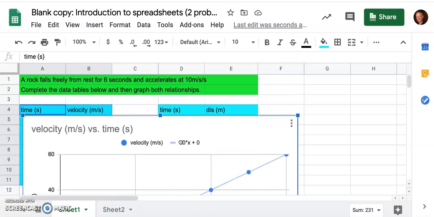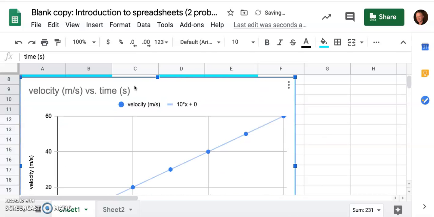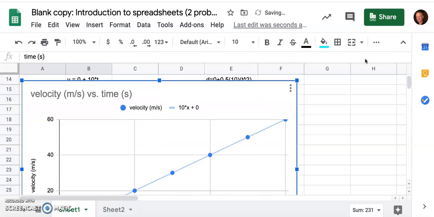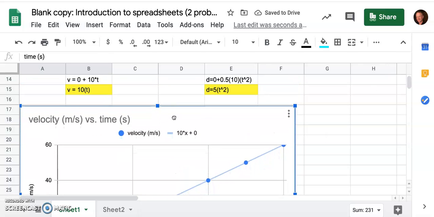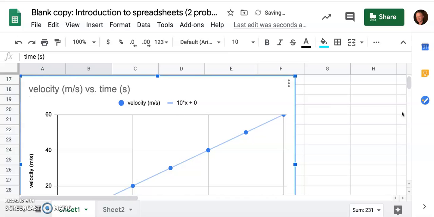let's just click and drag and drop this below our data table. Let's drop it below, like row 16, so you can kind of compare.